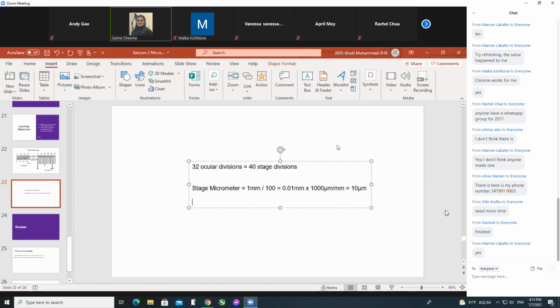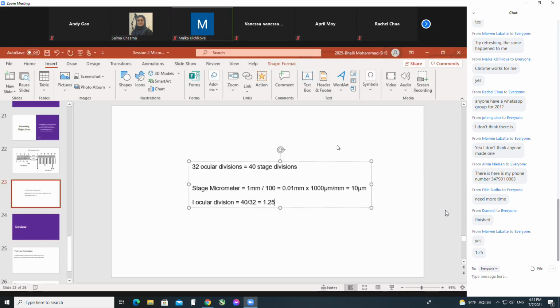And we know that 1 ocular division equals how many micrometers? Stage divisions, I should say. So 1 ocular division would equal 40 divided by 32, equals what? 1.25. 1.25 stage divisions.